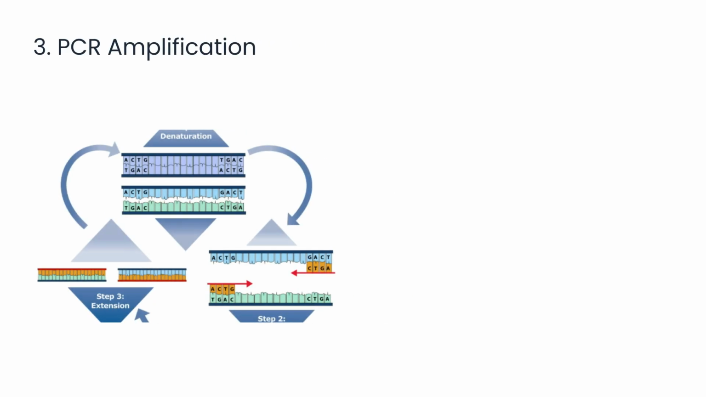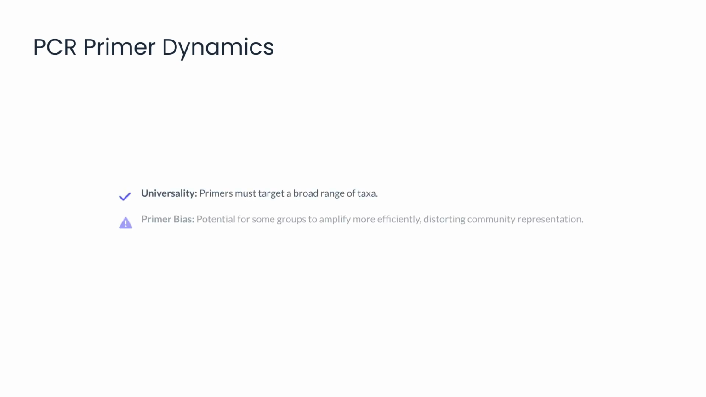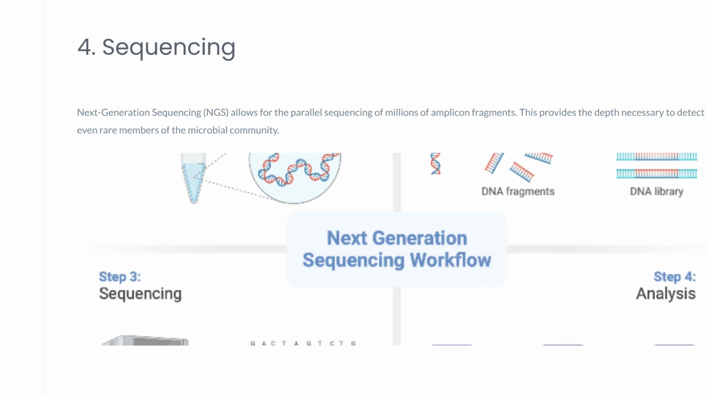The third step is PCR amplification using universal primers. These primers target the conserved ends of the gene, flanking the hypervariable regions to specifically select the 16S gene. PCR primer dynamics involve achieving universality to target a broad range of taxa while managing primer bias, which can distort community representation. Optimization balances broad reach with specificity.